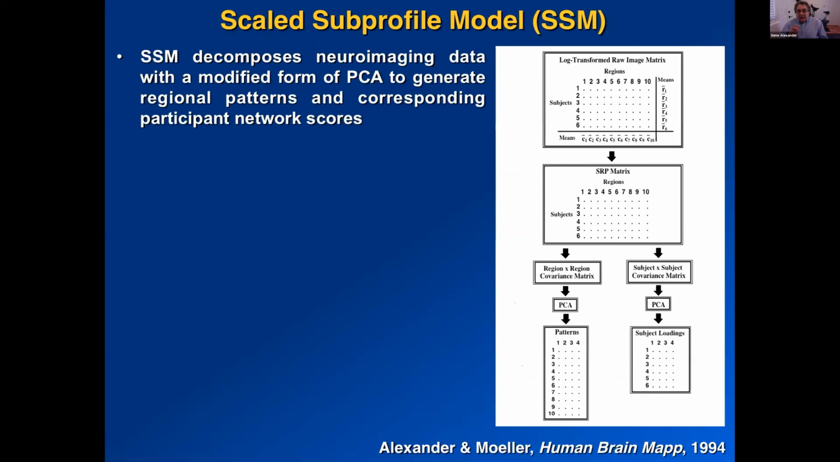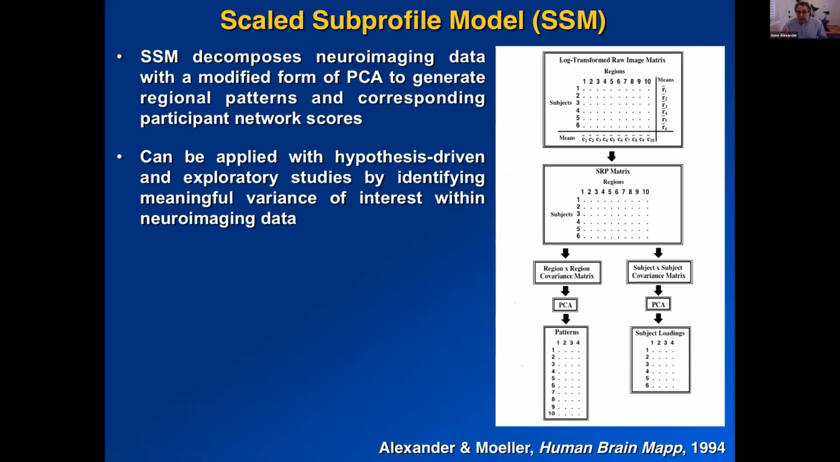This is a technique that decomposes neuroimaging data, subject and region data, using a modified form of principal component analysis to generate regional patterns that correspond to participant scores, network scores. It can be applied in an exploratory manner, but it doesn't preclude having hypothesis-driven approaches, really focusing on meaningful variables of interest and how that variable might be expressed in the brain through the structural imaging in this case.